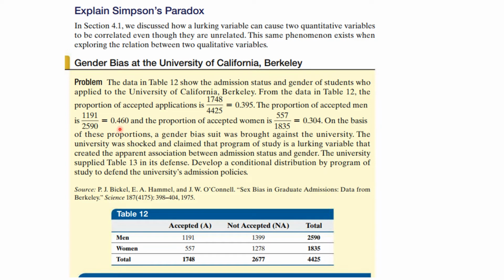So people looked at this and said, hey, you're taking 46% of the men and just over 30% of the women, and there's more women, so you're discriminating against us. And so a gender suit actually was brought against the university, and they were shocked and claimed that the program of study was a lurking variable that created the apparent association between these two. And here's the defense, and I'm going to share that with you next. And this actually was the subject of an article in Science back in 1975.